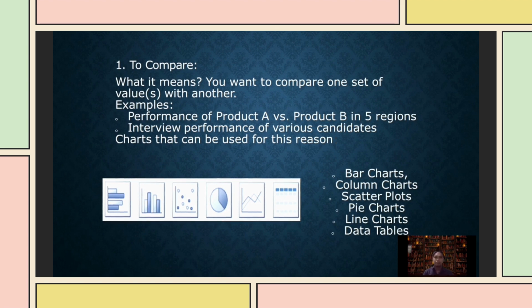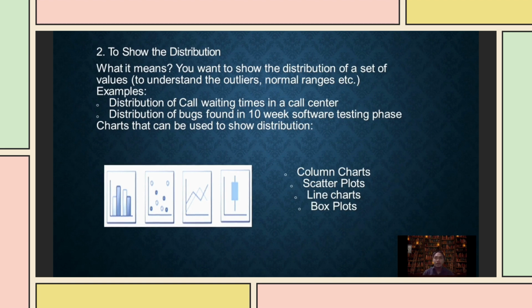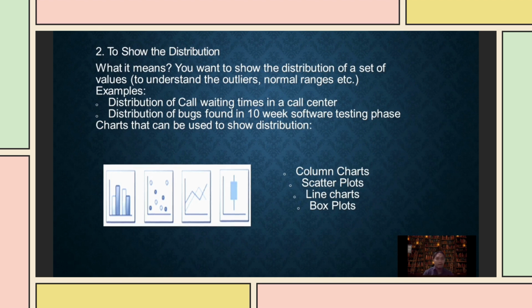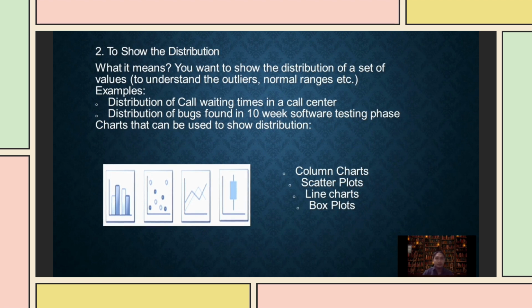Second is to show the distribution. So if you want to show the distribution of a set of values, or to understand the outliers, normal ranges, etc. For example, you want to know the distribution of call waiting times in a call center. You're gonna use this kind of chart: the column chart, scatter plots, line charts, and box plots.